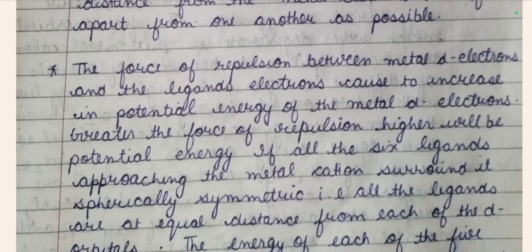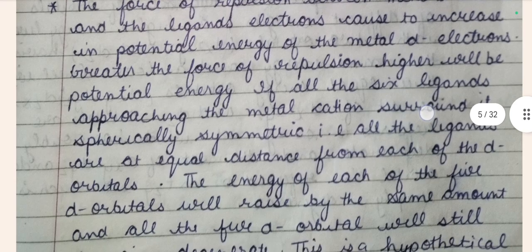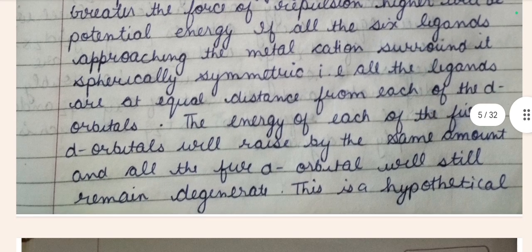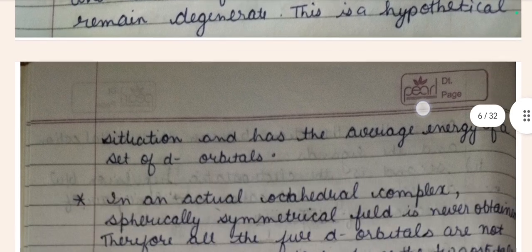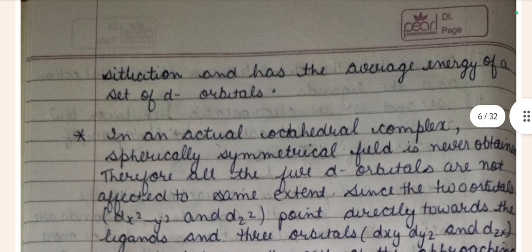If all the six ligands approaching the metal cation surrounded it spherically symmetrically, that is, all the ligands are at equal distance from each of the d orbitals, the energy of each of the five d orbitals will rise by the same amount and all the five d orbitals will still remain degenerate. This is a hypothetical situation, and hence the average energy of a set of d orbitals.